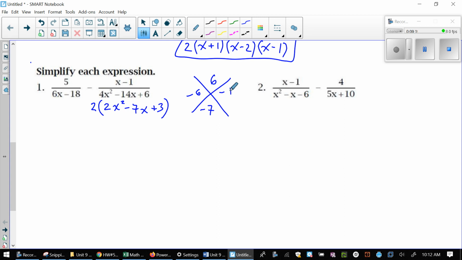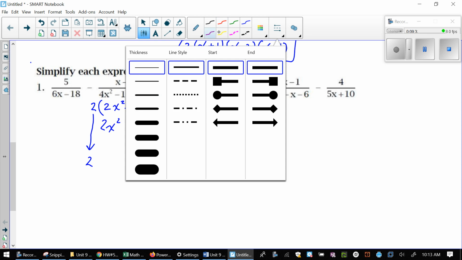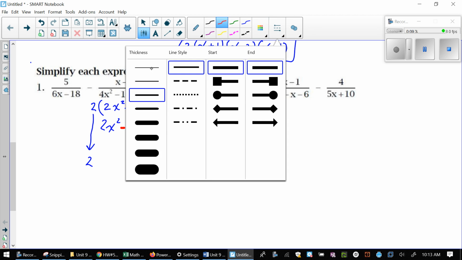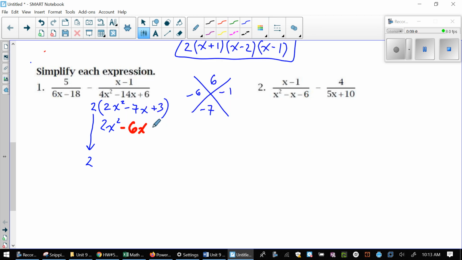All right, so now we're going to take and split this middle term. So don't lose this 2. Remember, I just like to drop that 2 down so I don't forget about it. This 2x squared stays the same. Let's split that middle term up. So we're going to write it as negative 6x, and we're going to write it as plus negative 1x and then plus 3.